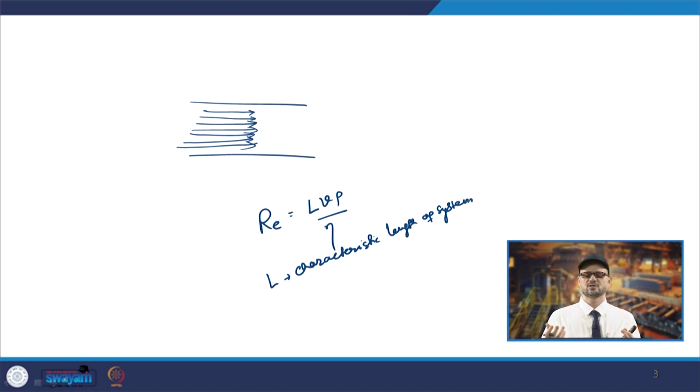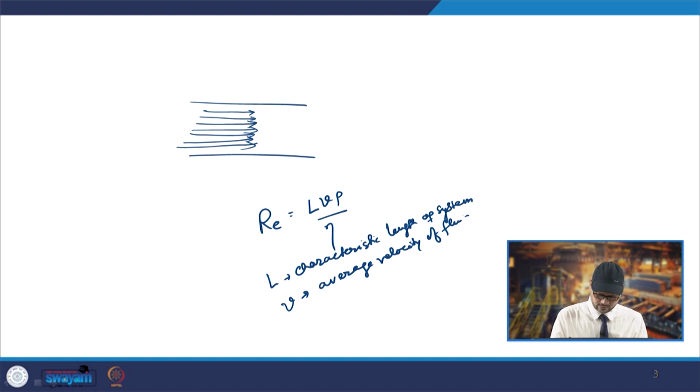It is normally like the diameter of the pipe when we are talking about pipe flow. Similarly, V is the average velocity of the fluid. Then you have rho and eta. So, rho is the density of the fluid, and eta is the viscosity of the fluid.